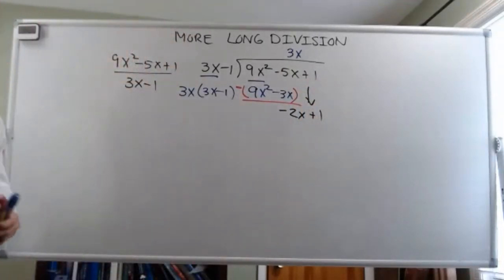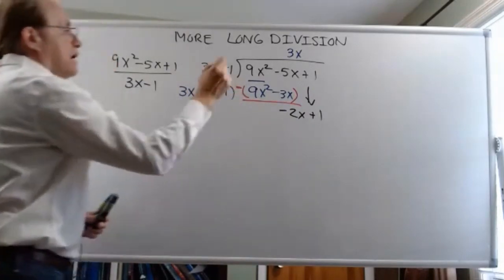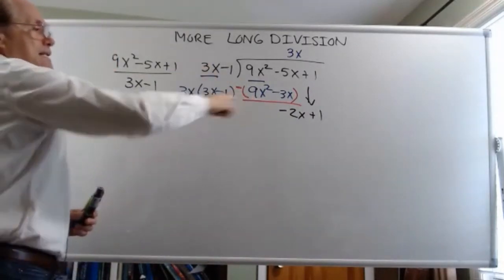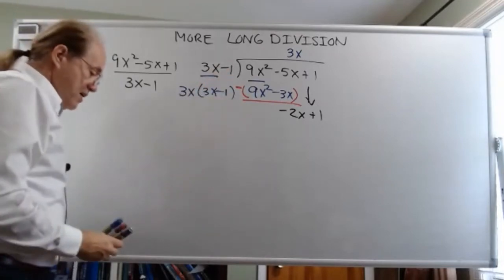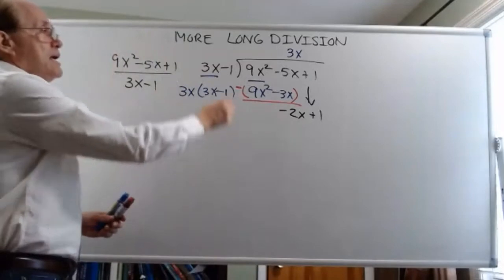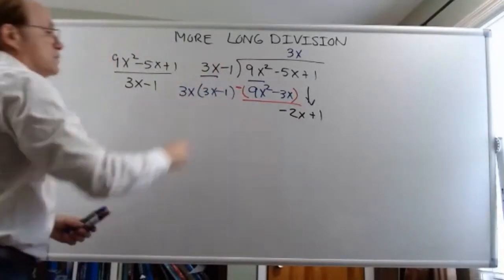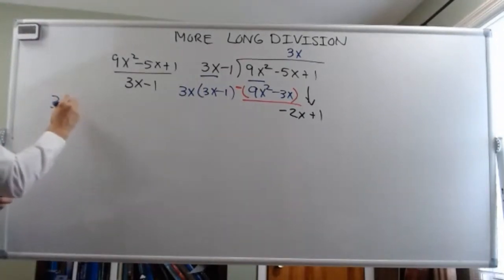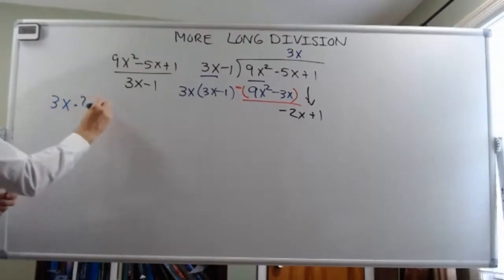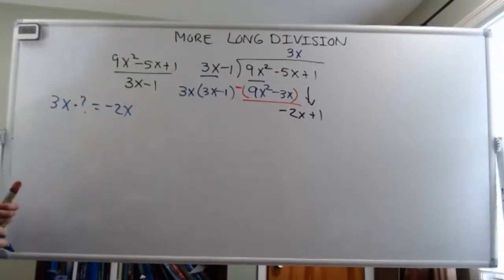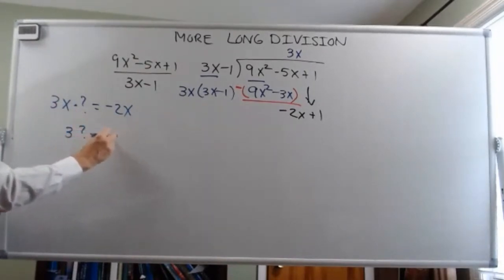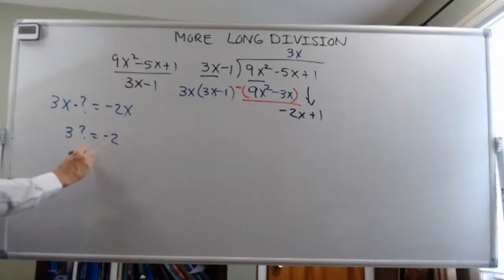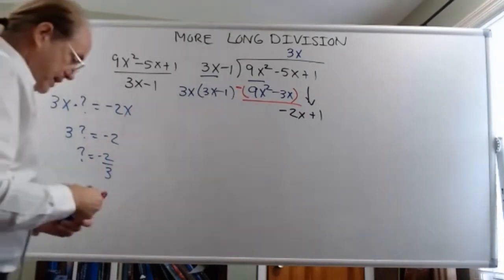Now this is where I get a little bit of a problem, because I have a fraction. So I want to multiply 3x by something to give me a negative 2x. Well, the x is already there, so all I have to do is multiply by a negative 2/3. What I'm doing is this. I want to take 3x times what gives me a negative 2x. That's what I'm trying to figure out. Well, I can get rid of the x's. So 3 times what is equal to negative 2? Well, that is just negative 2/3. So we're back to fractions again.